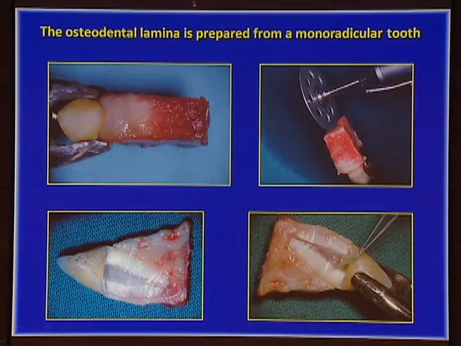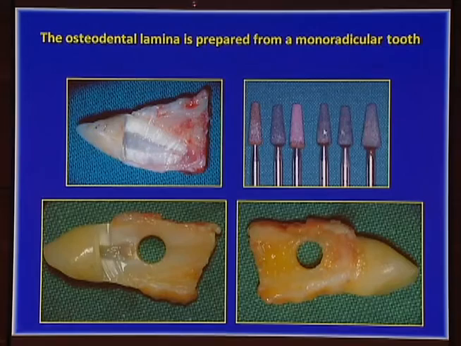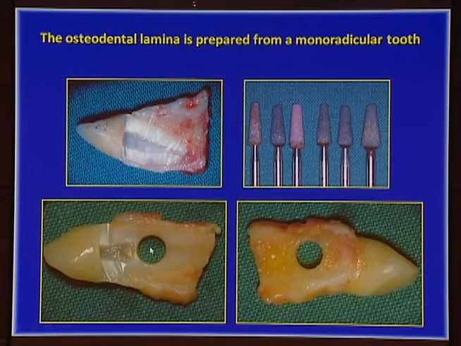which is thinned and cleaned to obtain the lamina. We can see how the preparation is going on. We must discover the pulp canal. These are the tools we use, diamond blades for the trephination of the lamina. This is the lamina.